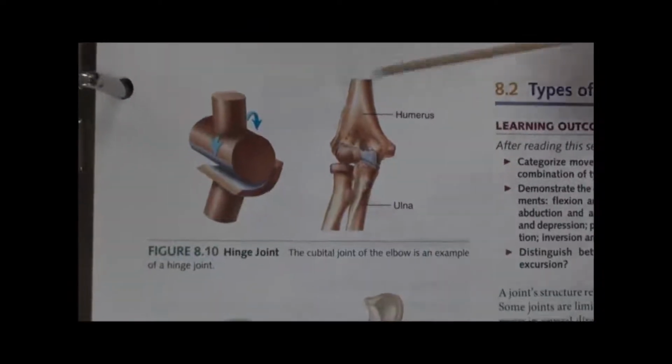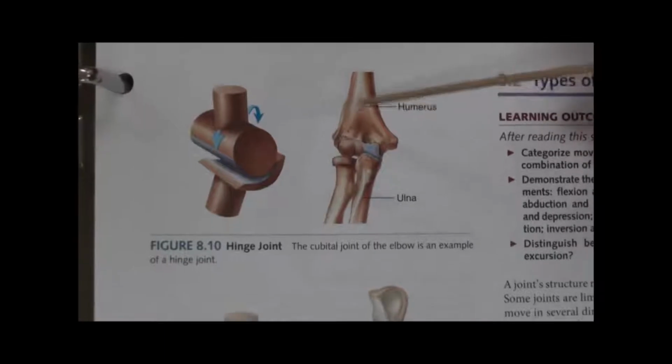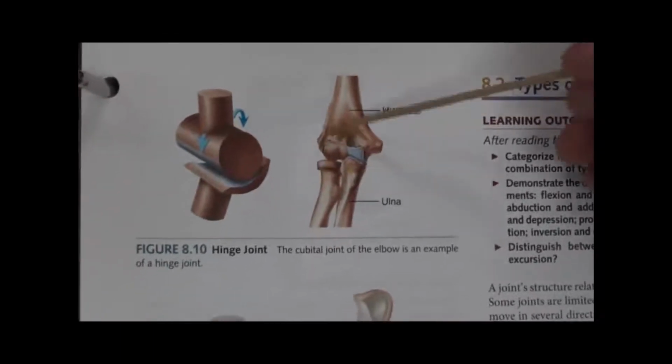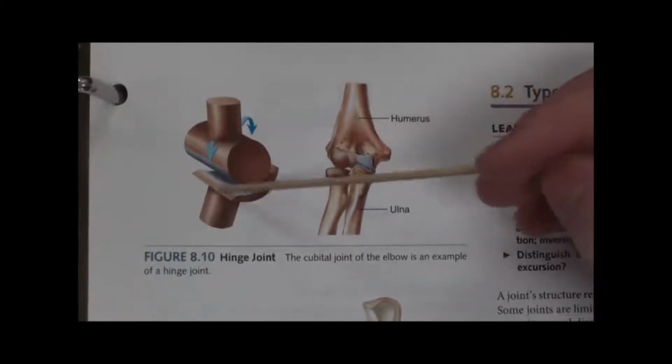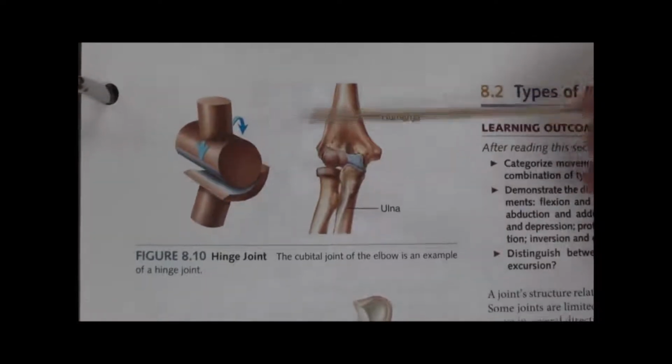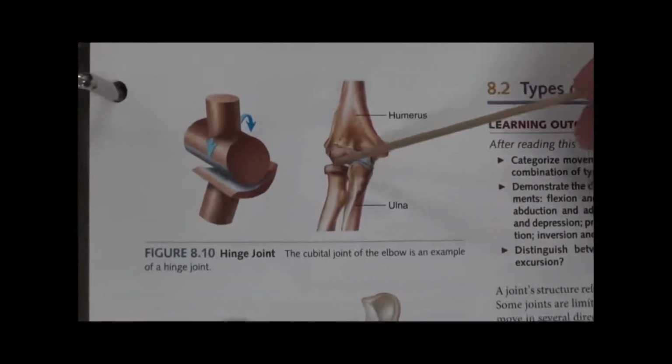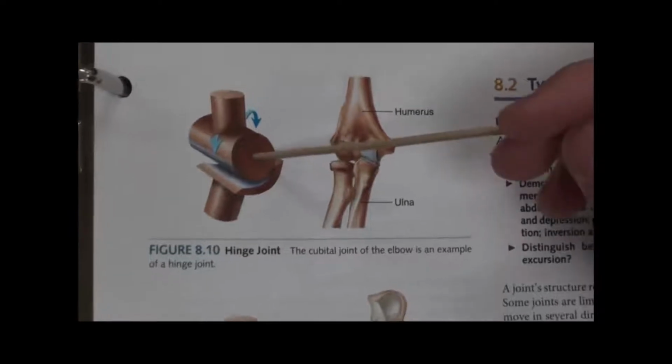The next one we have is called the hinge joint. A good example of this is at the elbow, and it's just like a door. You can imagine a door opening and closing, just like your elbow when you flex and extend your elbow. It's called a hinge joint.